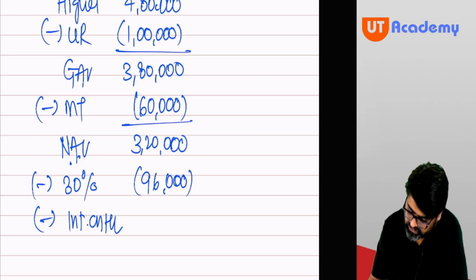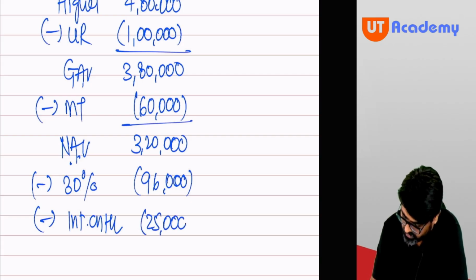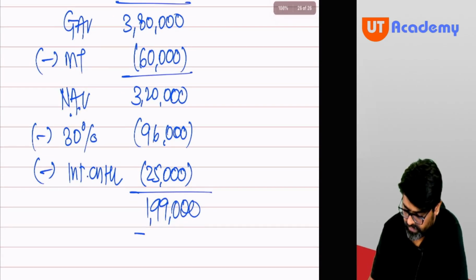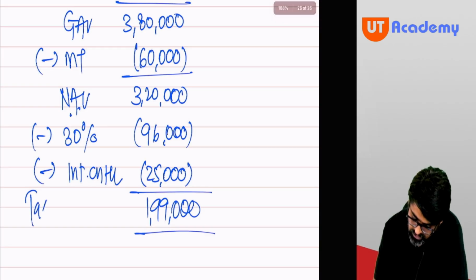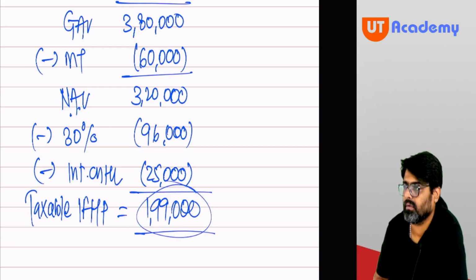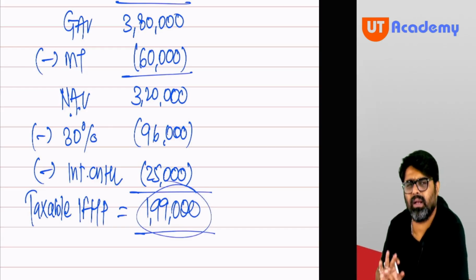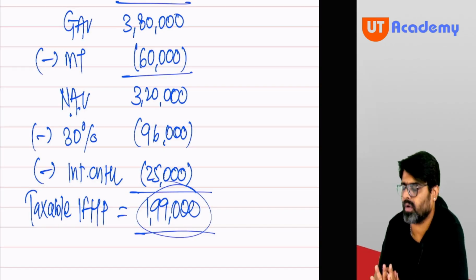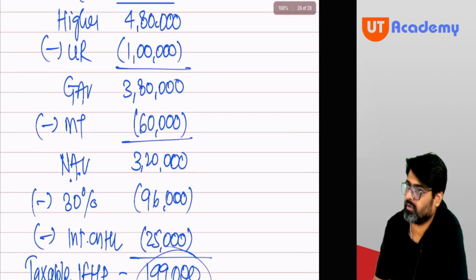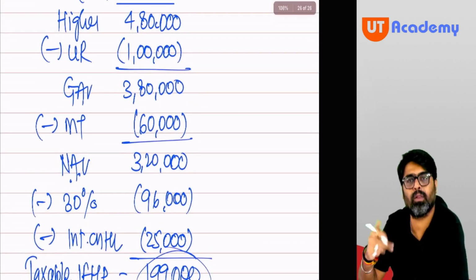So how much is the interest, guys? 25,000. Are you getting 1,99,000? Positive, negative? How much you are getting? 199 only, no? Everyone, this 199 is taxable income from house property. Very difficult question. You need to be a little bit careful. Okay, no? So, where have you committed mistakes? You would have understood. Now, don't repeat those mistakes again.